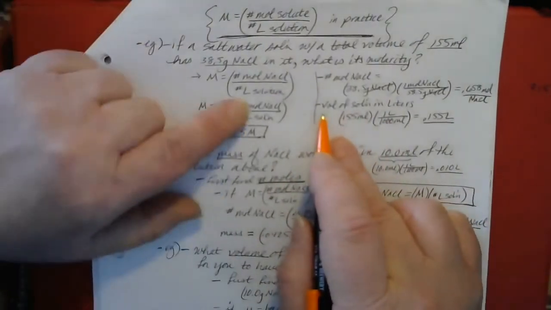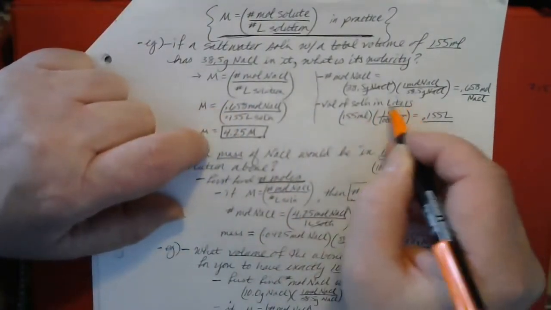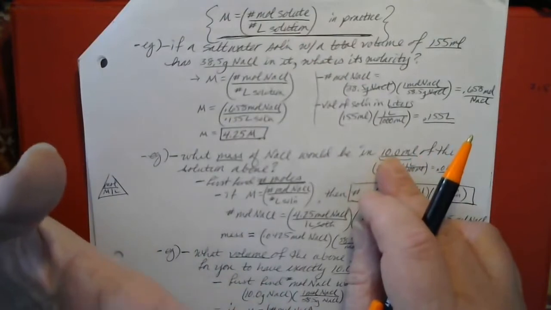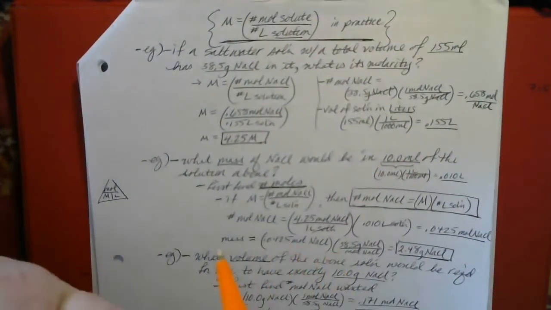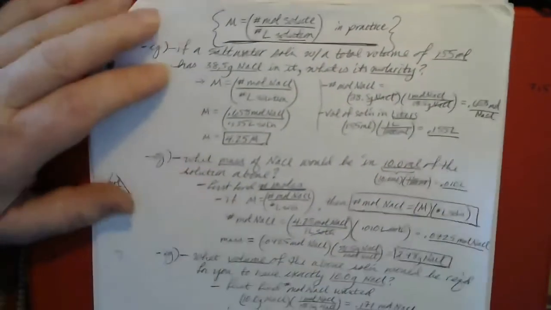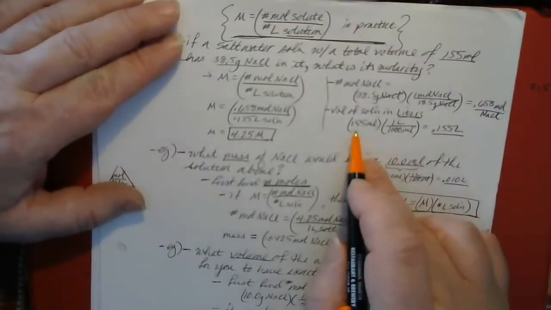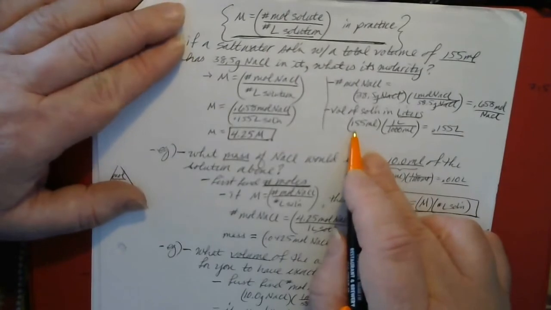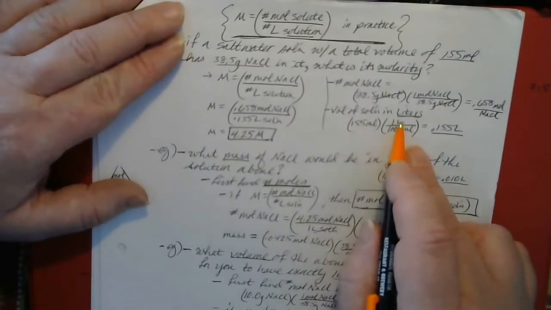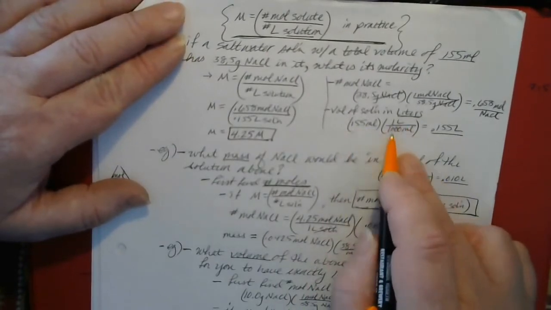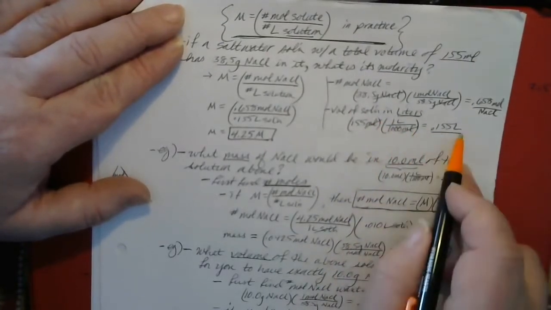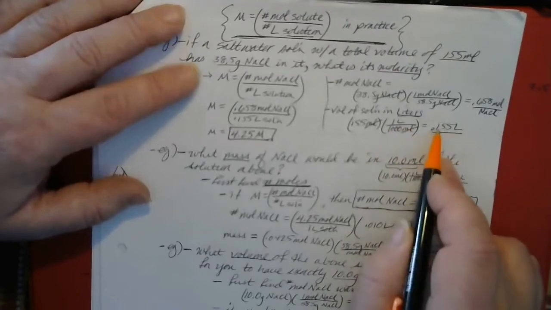And the volume of solution in liters is important also. I deliberately gave it in milliliters, which is the most common unit we use for measuring volumes of solution, but the volume needs to be in liters. So that's just a conversion involving metric prefixes. 155 milliliters times the fact that there's 1 liter for every 1,000 milliliters. Milliliters cancel, you get liters, and it's 0.155 liters.